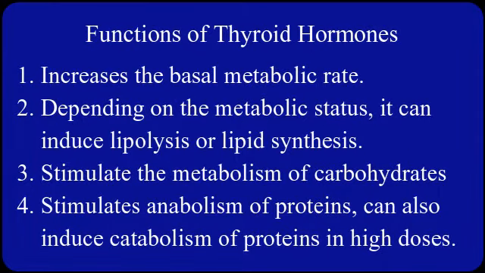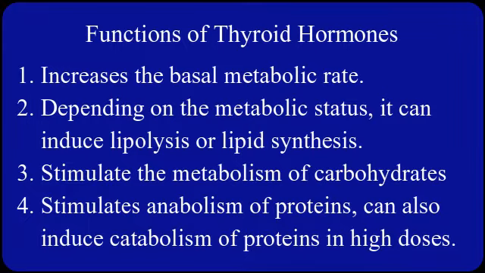So, in a nutshell, if we summarize the functions of thyroid hormones on our metabolism, we can say that number one, it increases the basal metabolic rate. Number two, depending on the metabolic status, it can induce lipolysis or lipid synthesis, that means the lysis of lipids or the fresh synthesis of lipids. Both functions can be regulated by thyroid hormone. Number three, it stimulates the metabolism of carbohydrates also. And number four, it stimulates anabolism of proteins and can also induce catabolism of proteins in high doses.